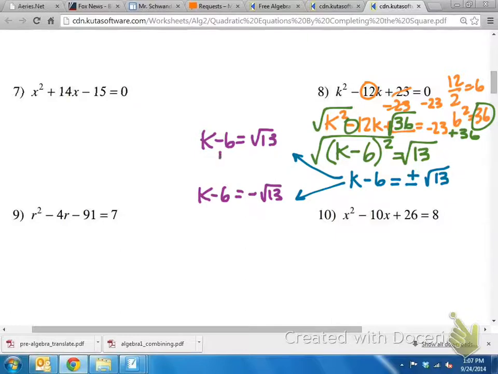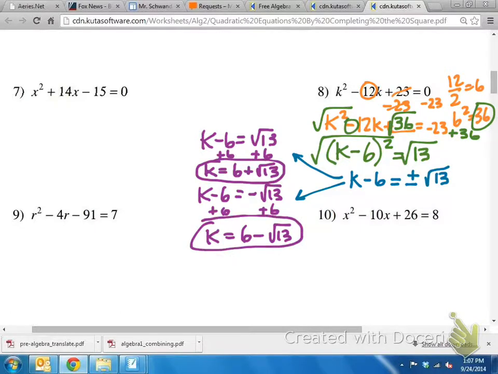And to get k by itself, we add 6 to both sides. And notice how, again, can I add 6 and square root of 13? No, because 13 is in the square root. So all I can do, if I don't have a calculator and I don't want to use a calculator, just write them right next to each other, 6 plus the square root of 13. And for the bottom equation, we add 6, and we're going to get 6 minus the square root of 13. So those are my answers.